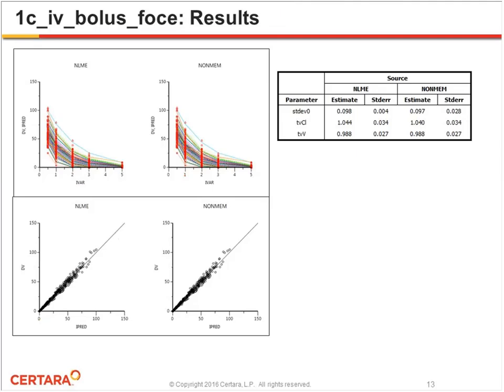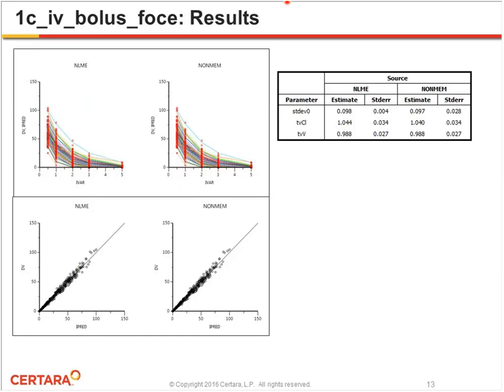Next slide. Just once again, the results. What you can see here is really that there are just small differences on the plots. Almost no differences between NLME and NONMEM results. This is also reflected in the theta table, in the overall table. This is a theta table with clearance and volume estimates and standard errors.